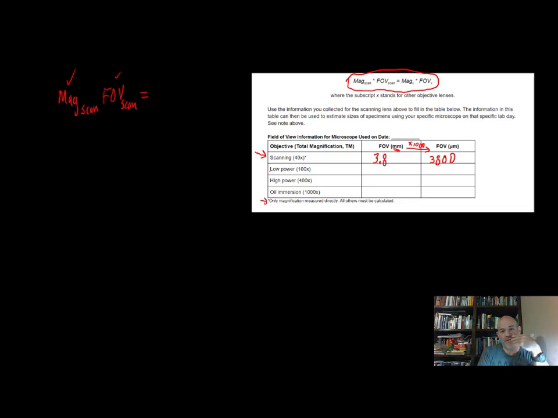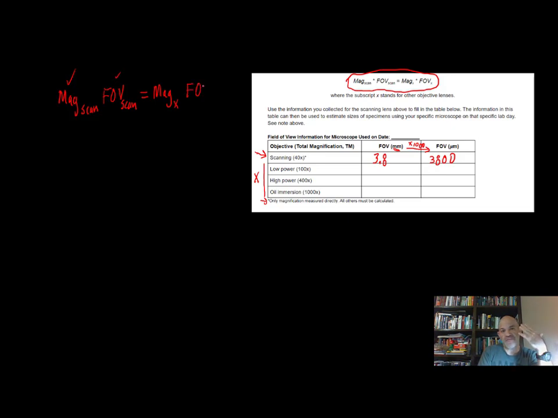So we're going to generalize and say for the low power, the high power, and the oil, we're just going to call that X for X magnification. And so the right side is those other magnifications. So magnification X, low, high, oil, okay? And then the field of view for that.